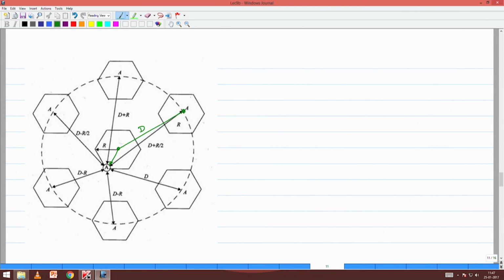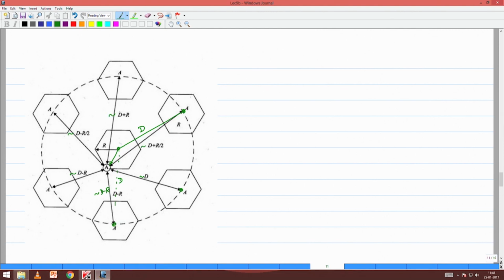You can actually relate the distance between the base station and the mobile to something very close to D. In this figure, this particular mobile is at a distance D from this base station. From this base station, it is at a distance D minus R, because D is all the way up to here, and we know that is R, so this is approximately D minus R. This is approximately D. This is also approximately D minus R. This distance is approximately D plus R by 2, and this is approximately D plus R.